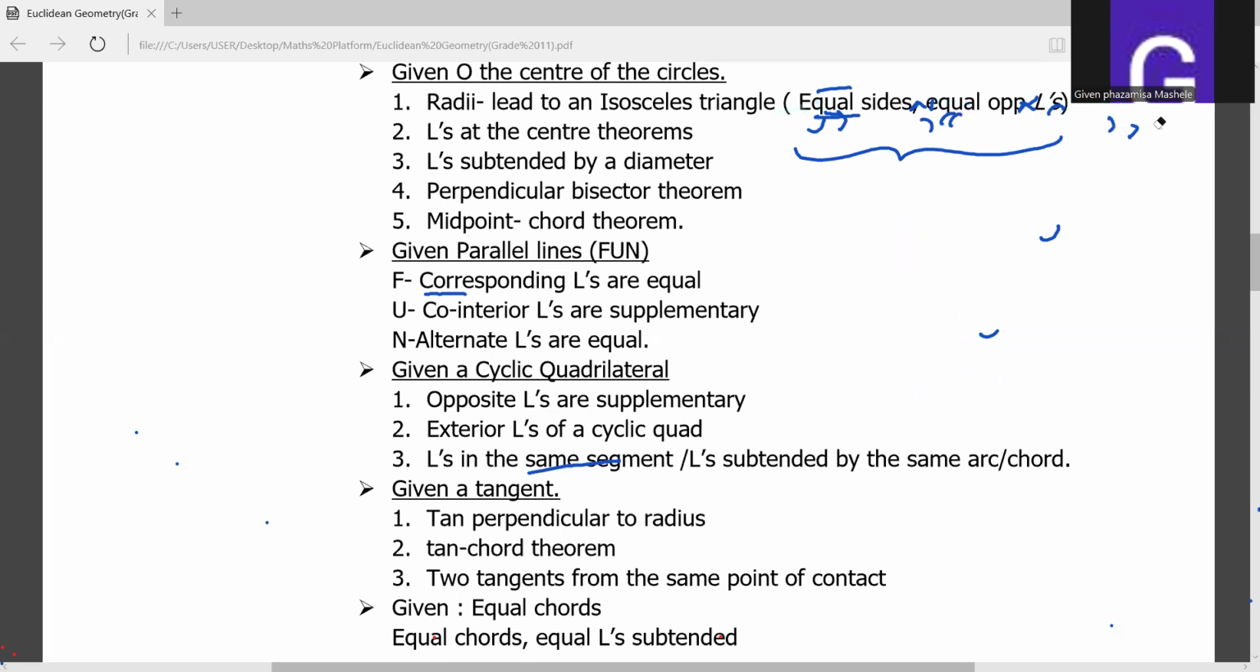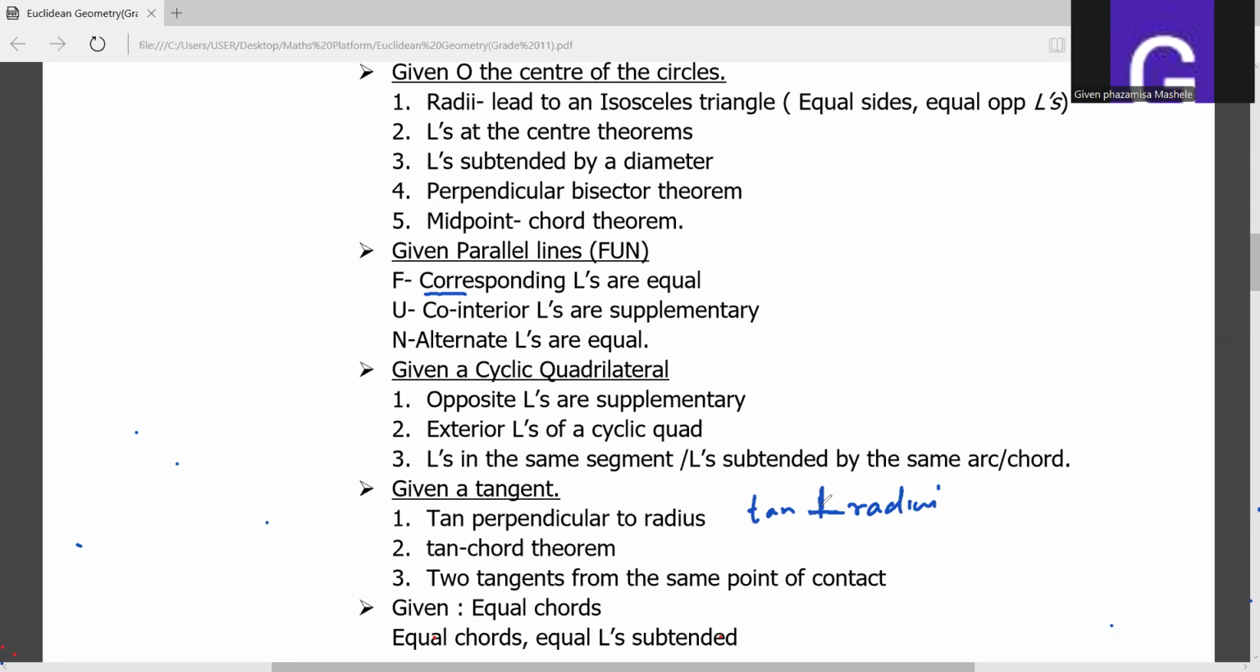Then how about when you are given a tangent, guys? When you are given a tangent, as long as they say something is a tangent, you must look for 3 things. 3 things, very important. The first one you must look for, it's an axiom, it's not a theorem, which says that wherever there is a tangent and a radius, as long as they're drawn from the same point of contact, there must be an angle of 90 degrees. They must be perpendicular.